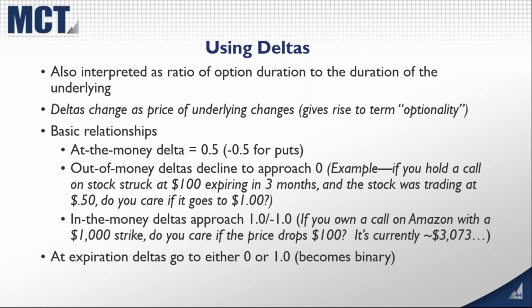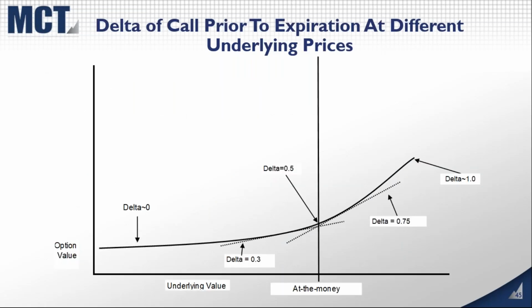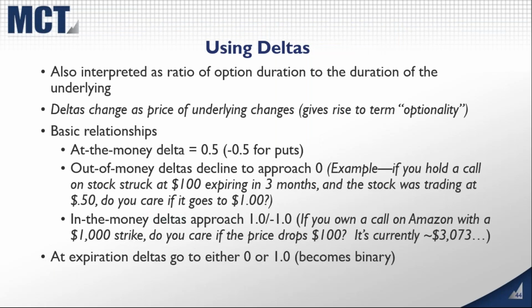It becomes binary. And this just highlights that for an option with some time to expiration, you can see how at the money, the delta is 0.5. A tangent line would basically be half of a 45-degree line, versus the delta out of the money, which is something in the neighborhood of 0.3, versus in the money, it's about 0.75, and as you get further and further in the money, the delta approaches 1. So think of the delta as the ratio of option duration to the duration of the underlying.